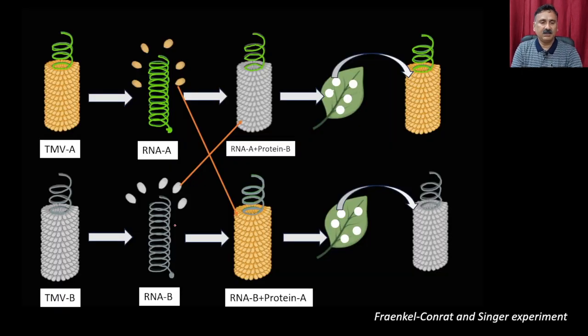So, what these people have done is they have isolated the RNA from two different types of TMV viruses, like TMV A and TMV B. And when they mixed them together, they found that hybrid viruses were being produced.